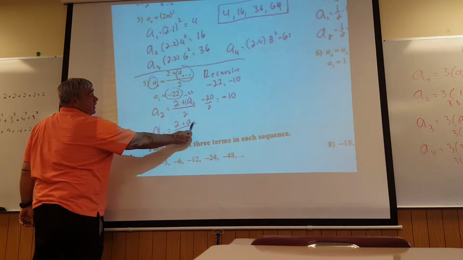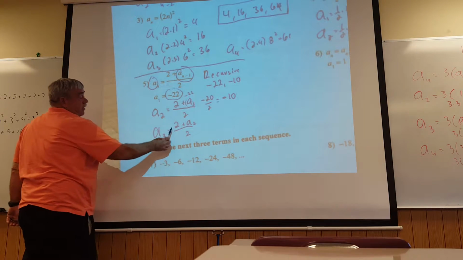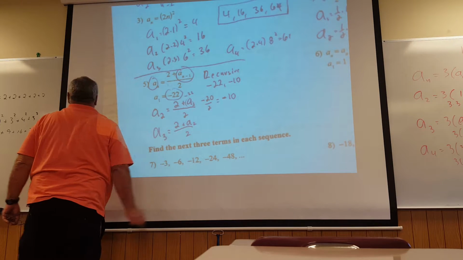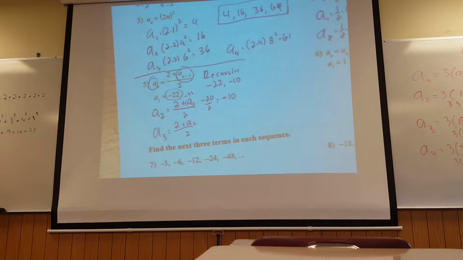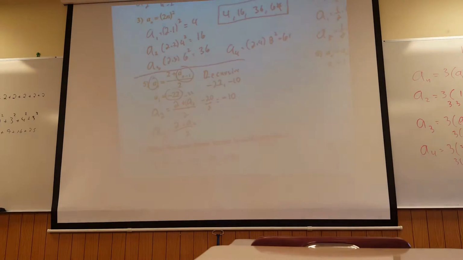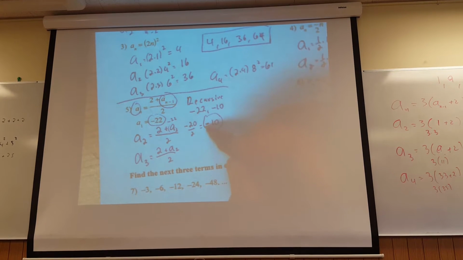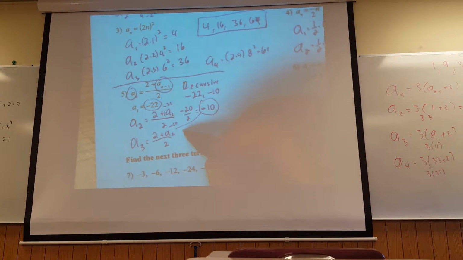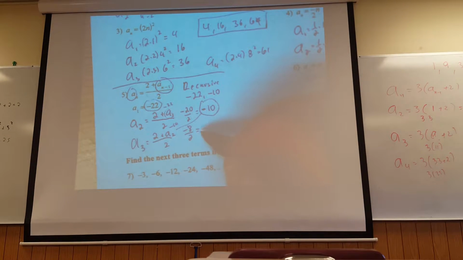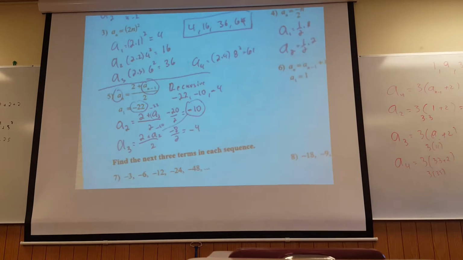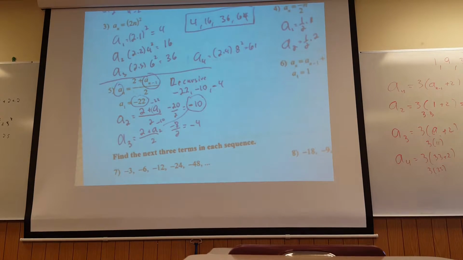Do we know the second term is negative 10? So this is 2 plus negative 10 over 2. So we add the top together. So this goes in there as negative 10, so you get negative 8 over 2, which is negative 4. Come and get this up here.